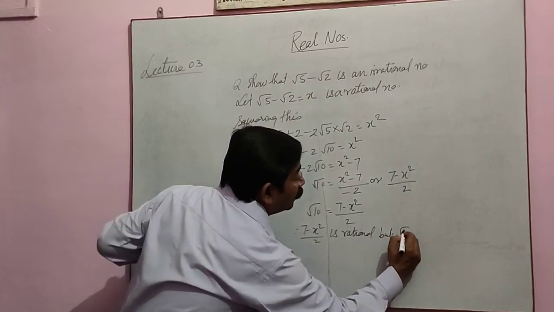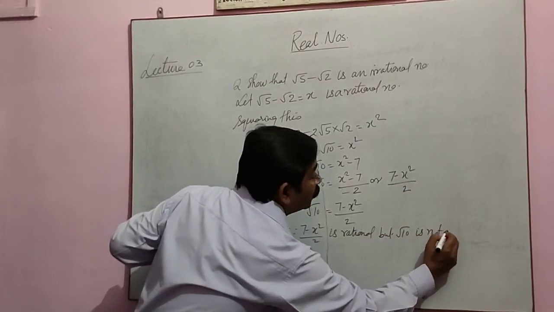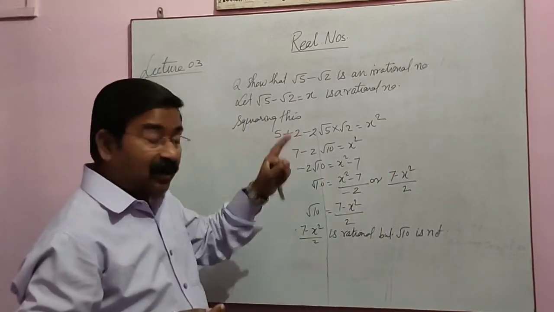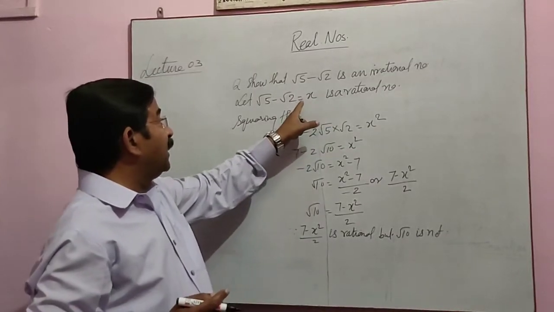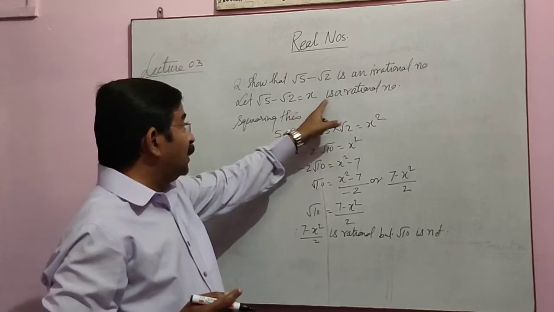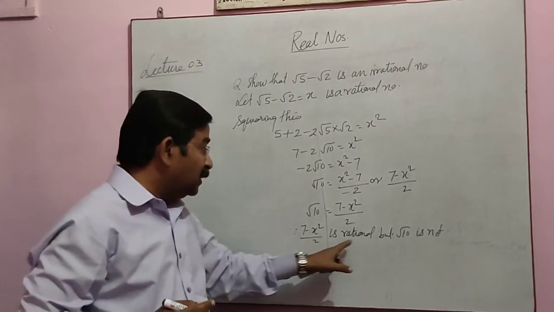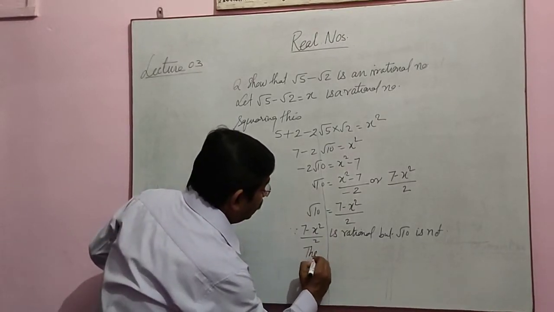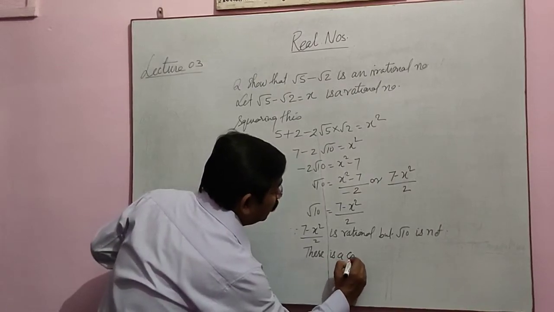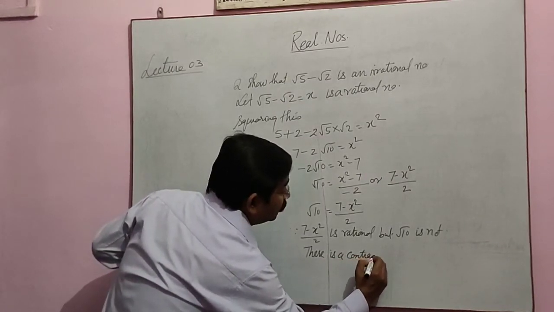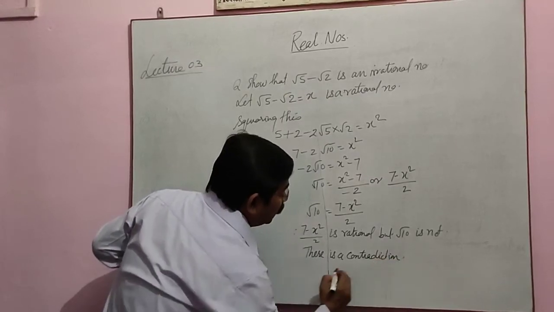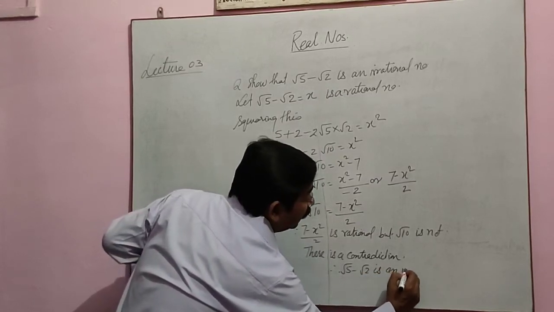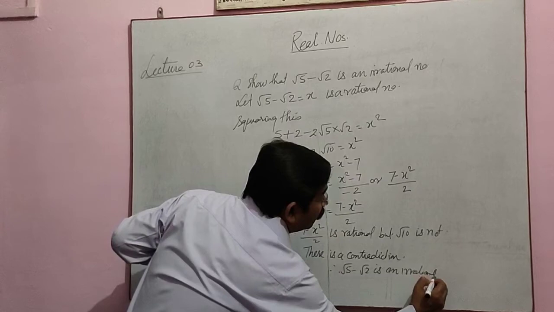But under root 10 is not a rational number. So this statement contradicts the statement we had assumed, that this value is a rational number. Now I'm getting this is a rational number and this one is an irrational number. So there is a contradiction. Therefore under root 5 minus under root 2 is an irrational number.